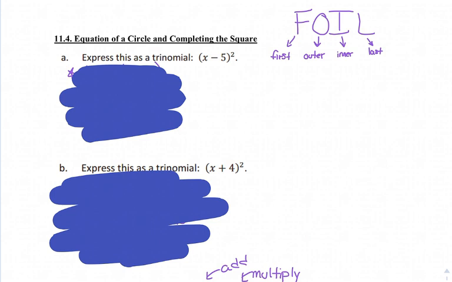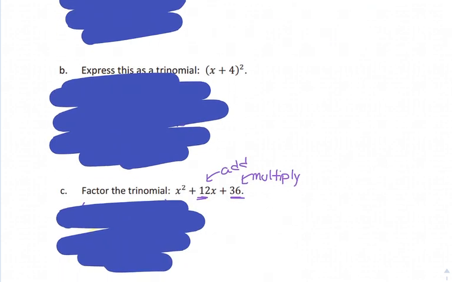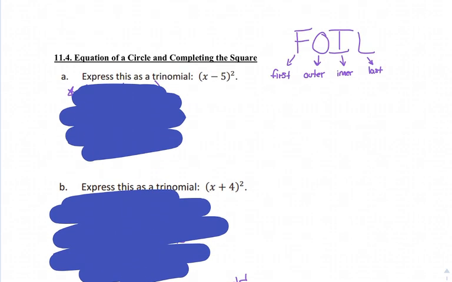Pause the video. Remember that if you're expanding a trinomial or you're trying to get to a trinomial, you're foiling. FOIL is first, outer, inner, last, and that's how you multiply. If you're trying to factor, that's when you do your two parentheses and see what adds up to 12 but multiplies to 36. So try those three right now, pause your video, and then come back and check your answers.